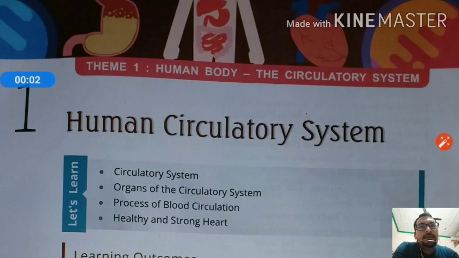So let's begin the first chapter, the circulatory system. The human circulatory system. In this we will learn about the circulatory system, organs of the circulatory system, the process involved in blood circulation, and how to keep your heart healthy and strong.